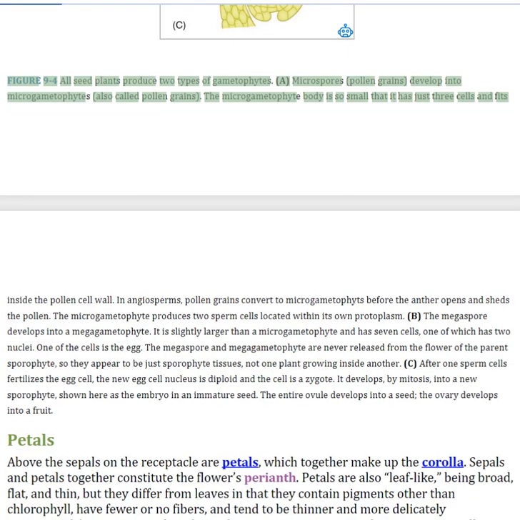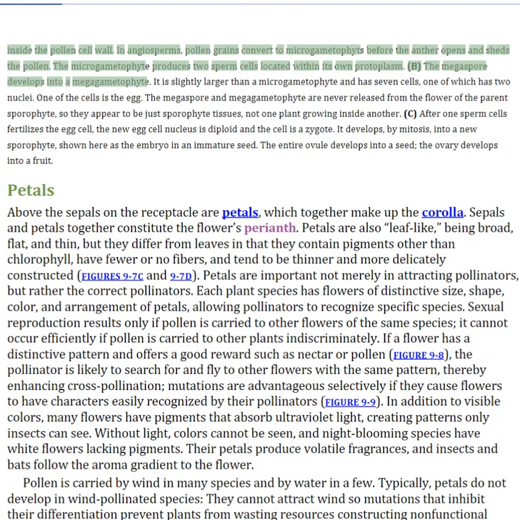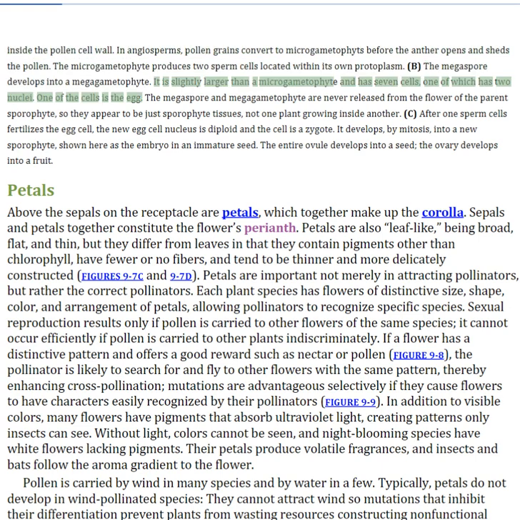Figure 9.4: All seed plants produce 2 types of gametophytes. Microspores develop into microgametophytes. The microgametophyte body is so small that it has just 3 cells and fits inside the pollen cell wall. In angiosperms, pollen grains convert to microgametophytes before the anther opens and sheds the pollen. The microgametophyte produces 2 sperm cells located within its own protoplasm. The megaspore develops into a megagametophyte. It is slightly larger than a microgametophyte and has 7 cells, one of which has 2 nuclei. One of the cells is the egg.